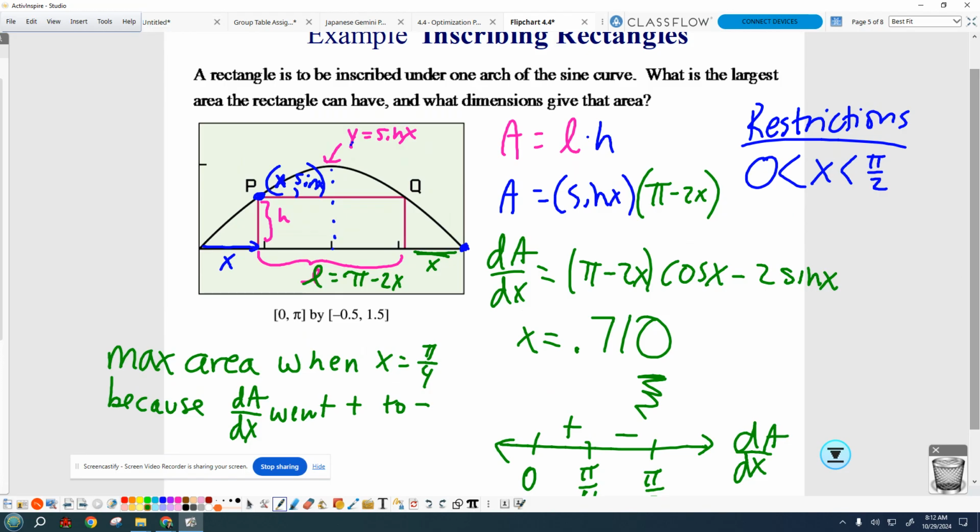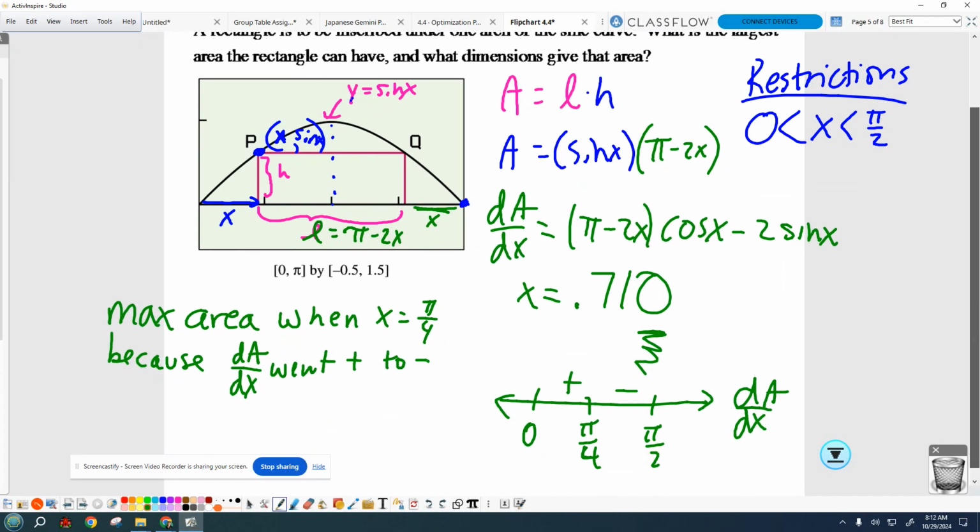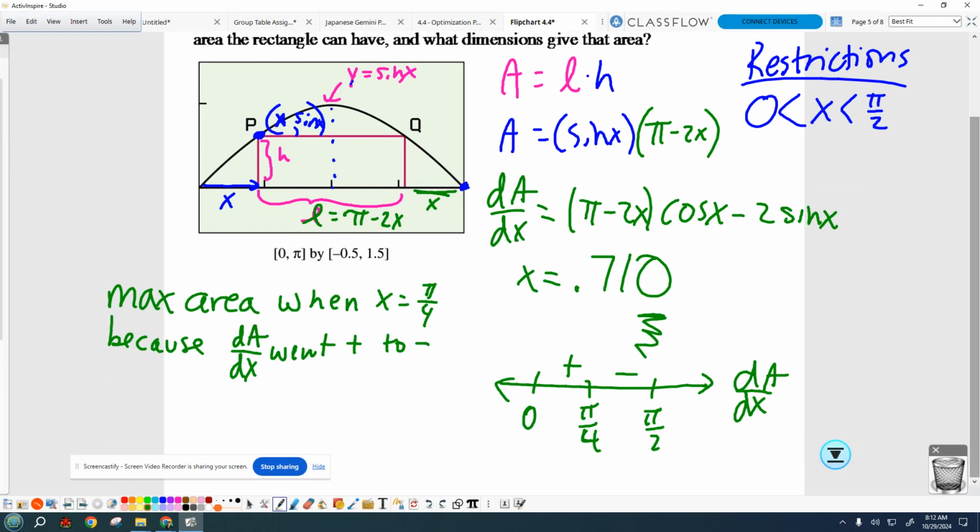Okay, did we find all the answers? It says, what is the area of the largest rectangle? Did we find that? No, so we need to do that. And it says, what are the dimensions? So, I didn't actually find anything. What's the length, what is the height, what is the area? Here's an equation for area. Length, width, find them.